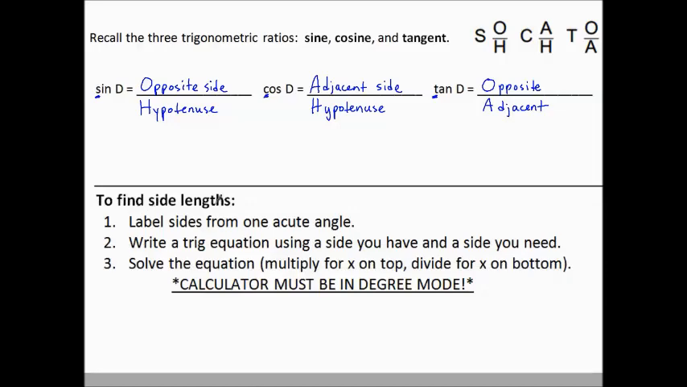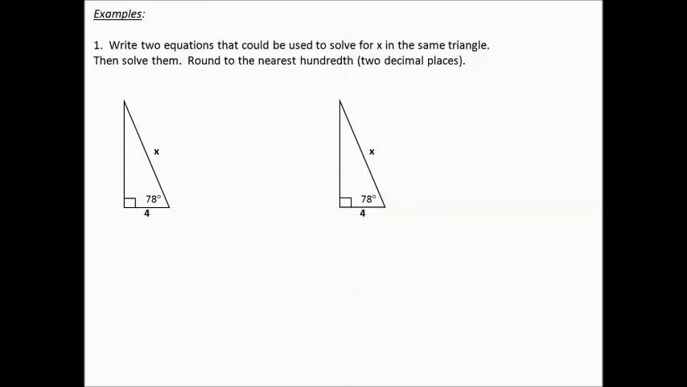To find side lengths, we've got these three steps. First, label the sides from one acute angle. Remember when we say label the sides, we mean hypotenuse, opposite, and adjacent. Then write a trig equation using a side you have and a side you need. We'll see how to do that in the examples to come. Finally, we'll solve the equation, making sure that our calculator is in degree mode. That's very important. Let's take a look at the first example.